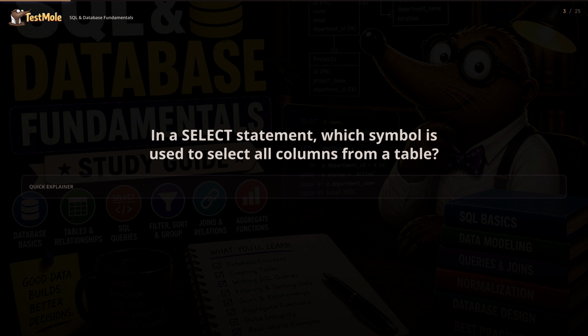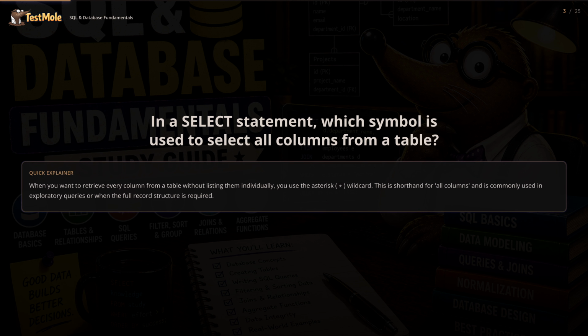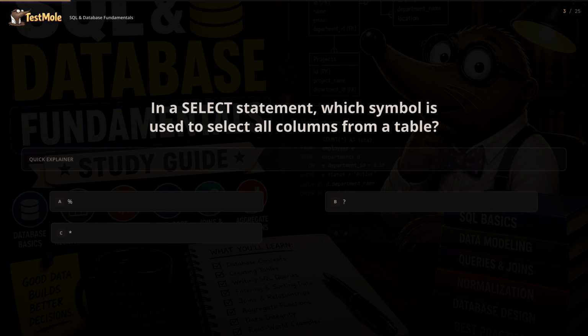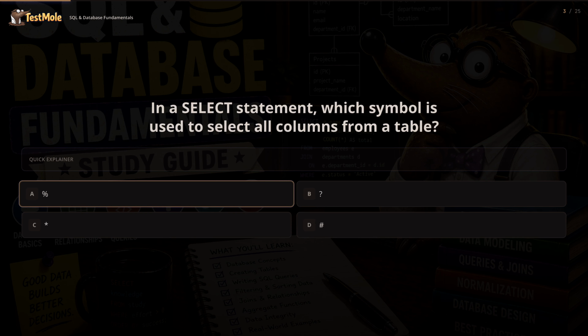In a SELECT statement, which symbol is used to select all columns from a table? When you want to retrieve every column from a table without listing them individually, you use the asterisk wildcard. This is shorthand for all columns and is commonly used in exploratory queries or when the full record structure is required.